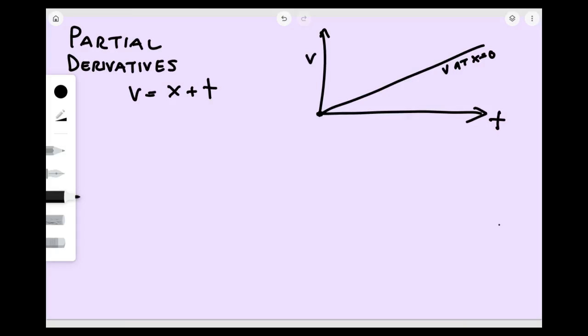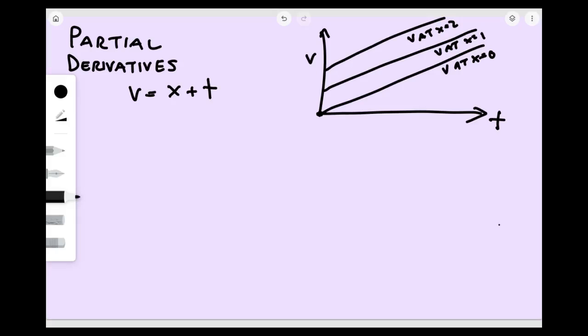If we moved positions to say x equals 1, then at time equals 0, v equals 1. It would have the same slope with respect to time. It would just start with a larger offset. So this new curve is parallel, and it's v at x equals 1. And we could keep doing that. You could draw another one in. That would be v at x equals 2.